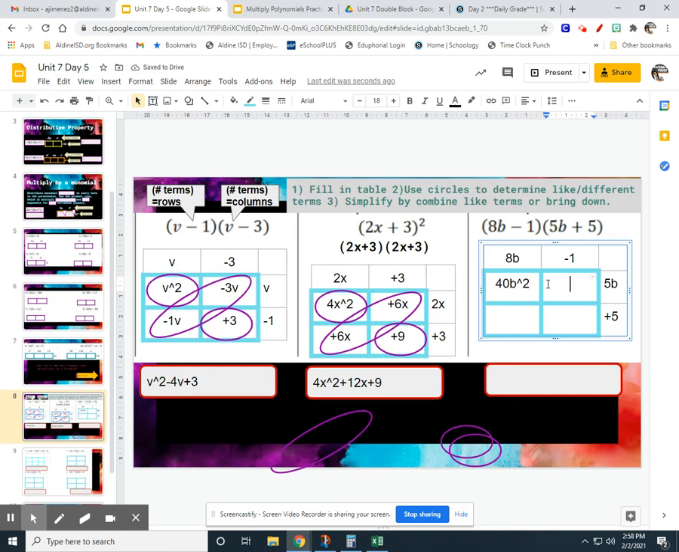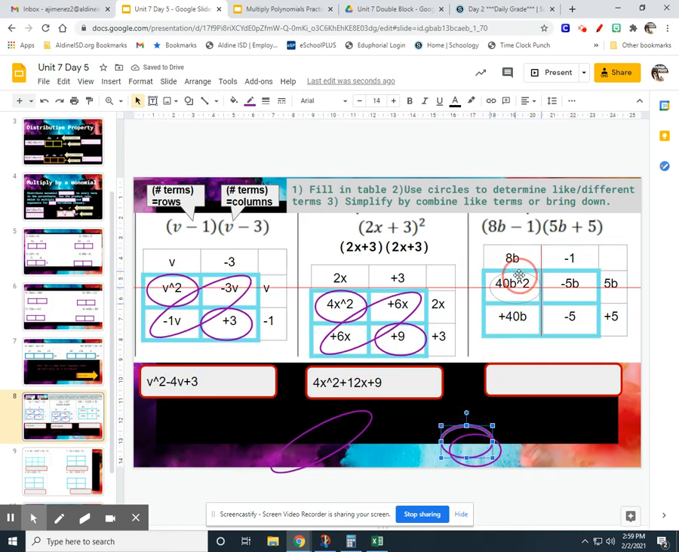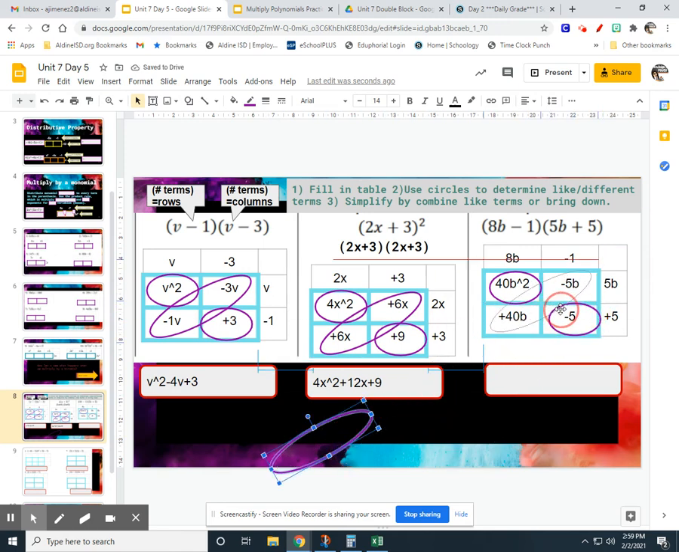Negative 1 times 5b is negative 5b. I do the plus. Right? 8 times 5 is plus 40, and I bring down the variable because the 5 doesn't have a variable to it. And then negative 1 times the positive 5 is a negative 5. I use my circle to determine what's different, which is my highest exponent and my constant. They don't have any other like terms. And then I use the oval to show you what is like.